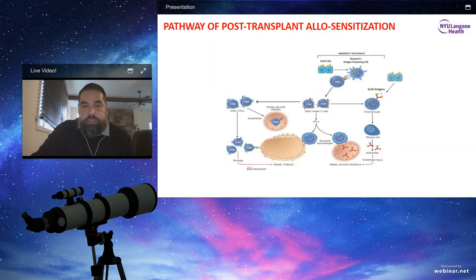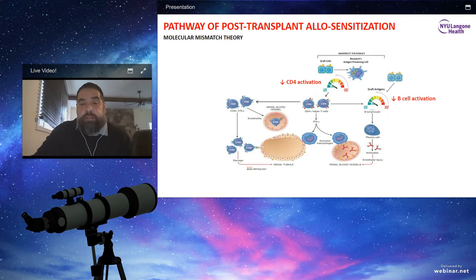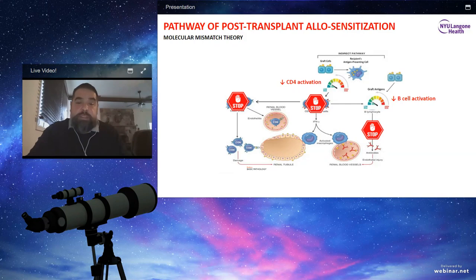So the theory behind molecular compatibility, and why we want to do molecular compatibility, is based on the idea that if we can reduce or abrogate the activation of CD4 T cells and B cells, we could limit the activation of the adaptive immune system, or even abrogate the complete activation of T cells and B cells. So, stop T cell rejection and formation of de novo DSAs.